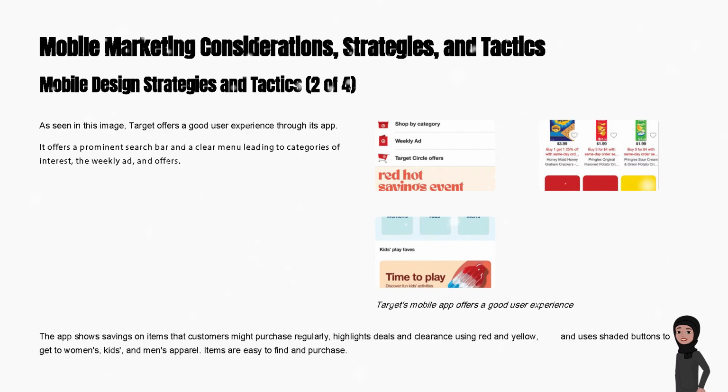The design uses clear buttons and organized categories, so consumers can quickly move to the sections they want, such as women's, kids, and men's apparel. This example shows how design supports marketing. When an app is easy to navigate and makes value visible, consumers are more likely to browse, engage, and purchase.